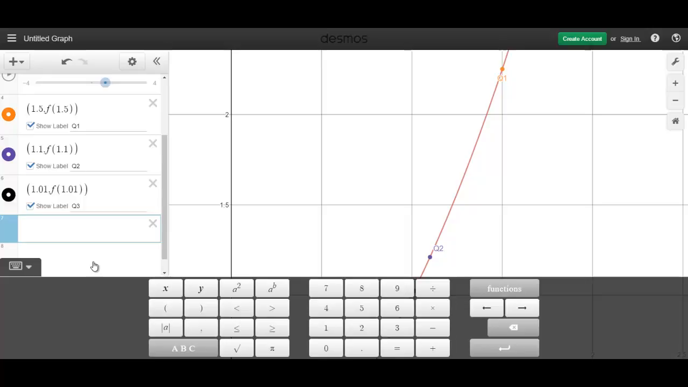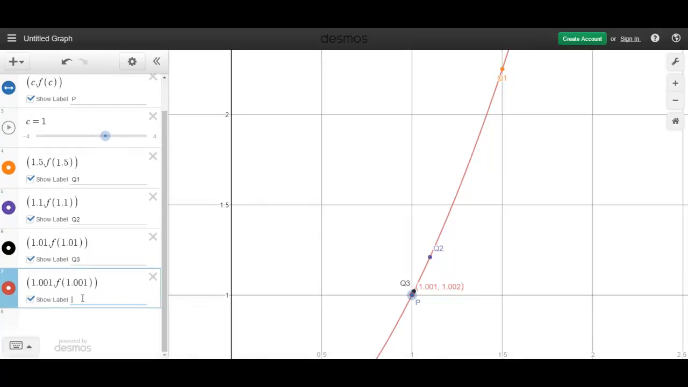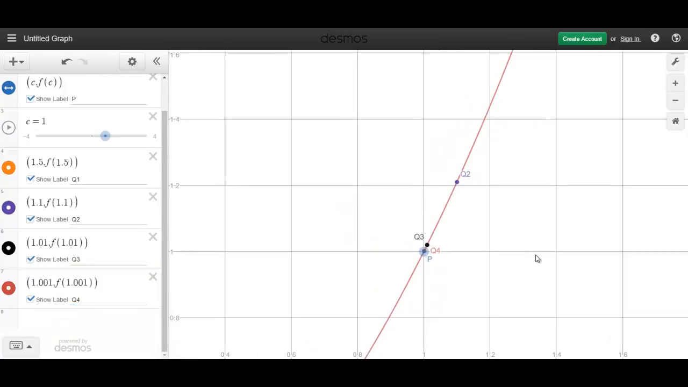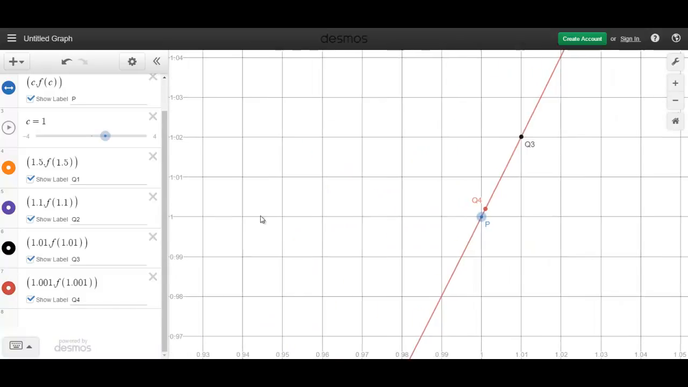Okay, what about 1.001 comma f of 1.001? That is Q4. Again, we're getting so close, it's going to be hard to differentiate, but we can zoom in. See, we're zooming in really close here. Look how close those points are. They're less than a hundredth away. Let's look at the scale. Yeah, less than a hundredth away. Of course, look at how close the x values are, and of course the y values are going to be really close.